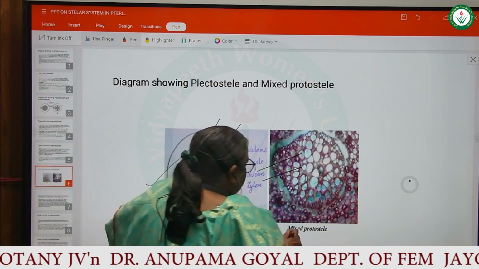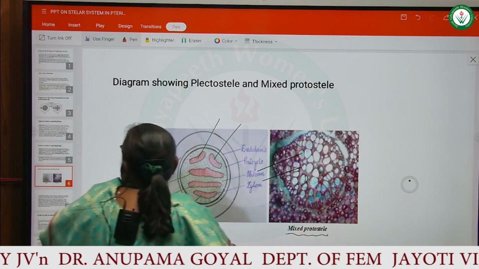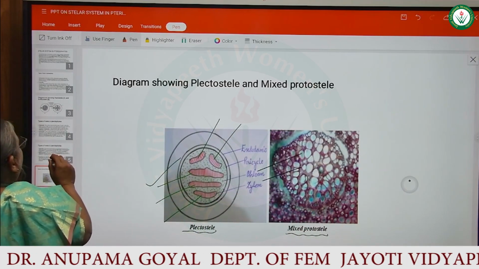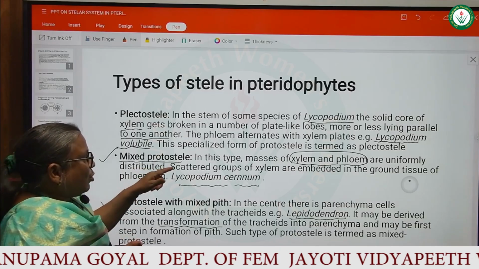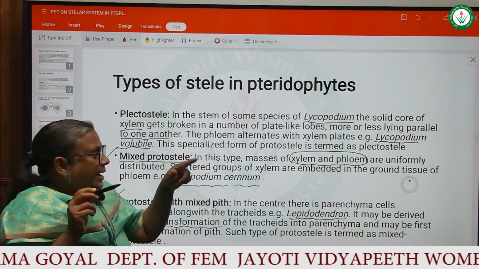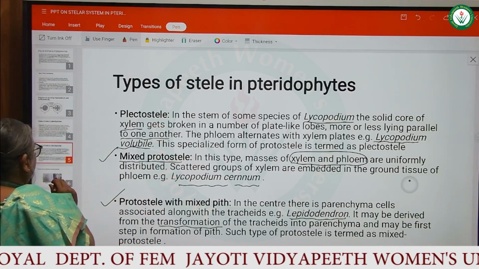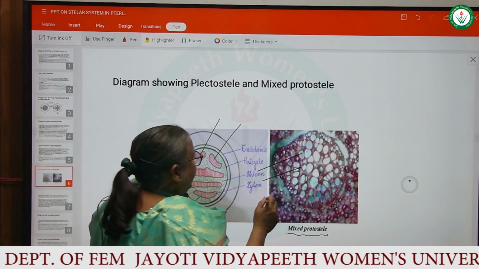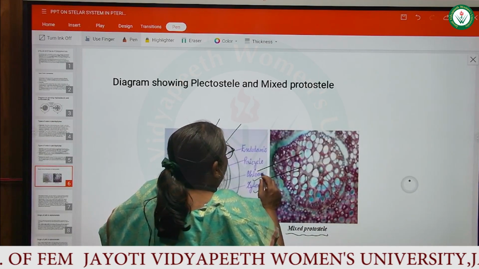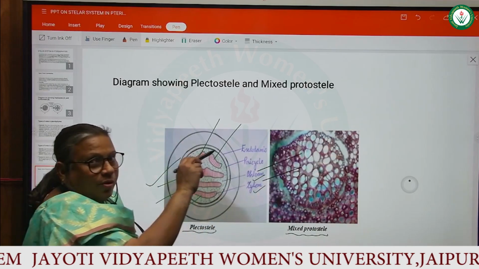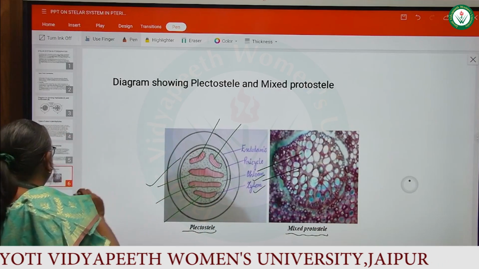And in this diagram you are seeing the mixed protostele. In this mixed protostele, masses of xylem and phloem are uniformly distributed. You can see xylem and phloem, they are uniformly distributed in this diagram.